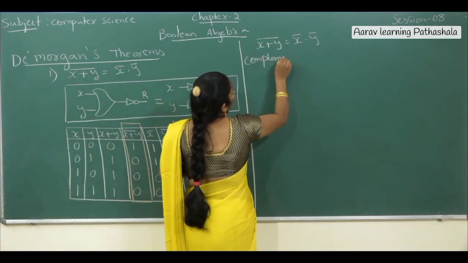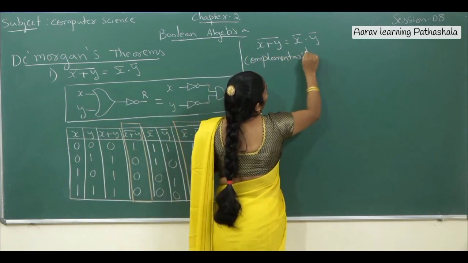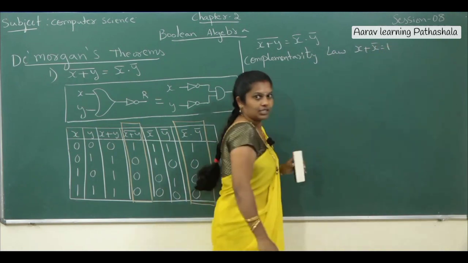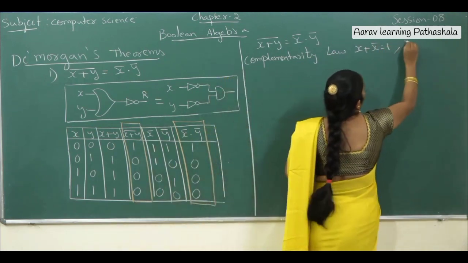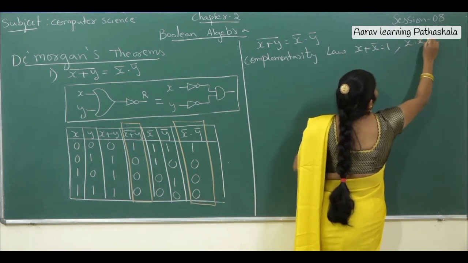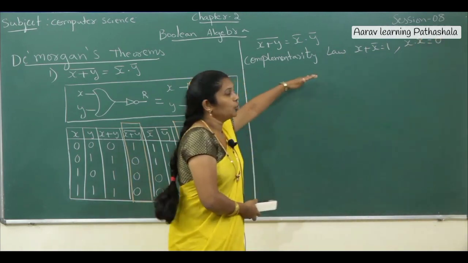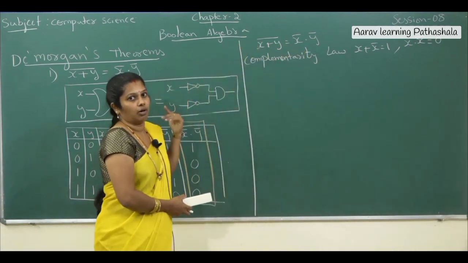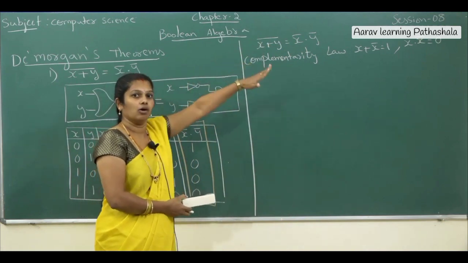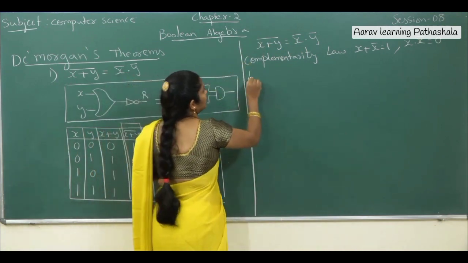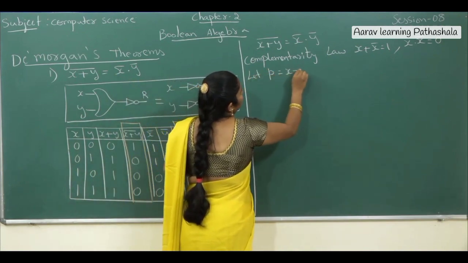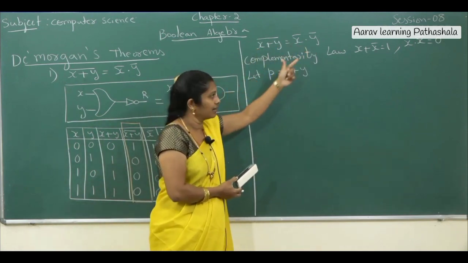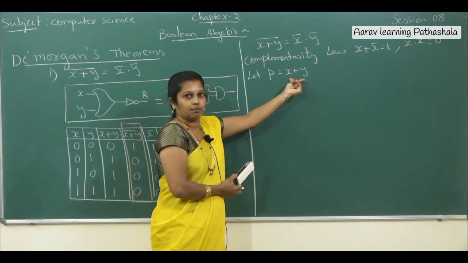The complementarity law states that x plus x bar equals 1, the first complementarity law, and the second law states that x into x bar equals 0. These are the two complementarity laws. We are going to use this complementarity law and then we will prove De Morgan's concept, because in this we are applying the concept of De Morgan's. Now let P equals x plus y we will take, because we want to prove x plus y whole bar equals x bar into y bar. That's why we will take P equals x plus y.